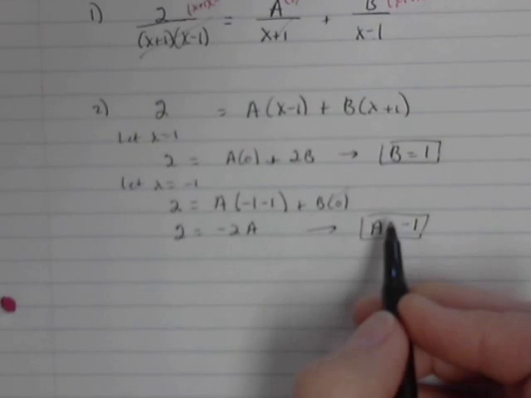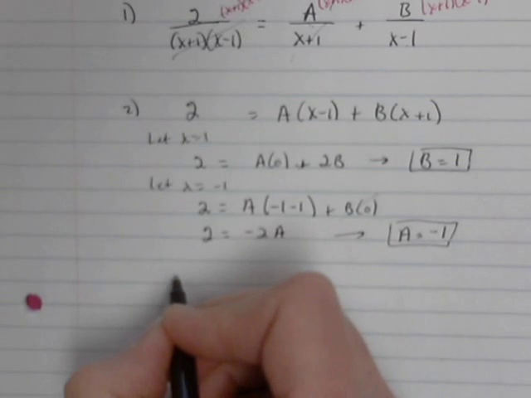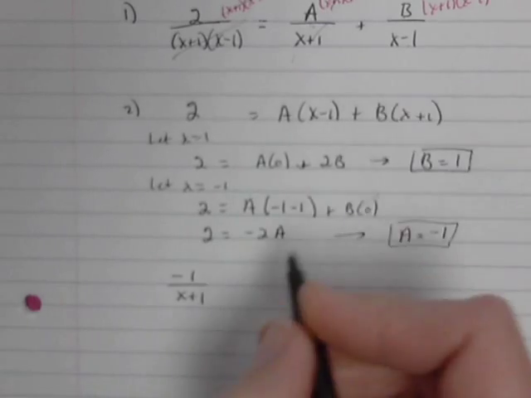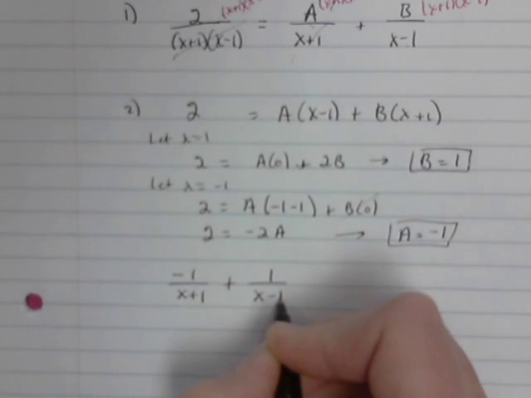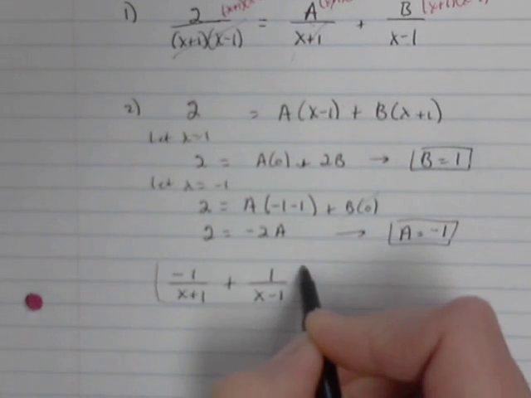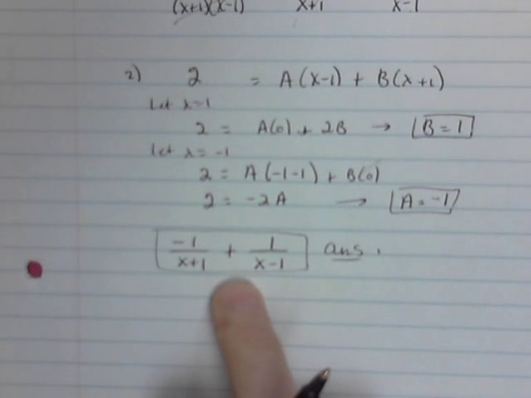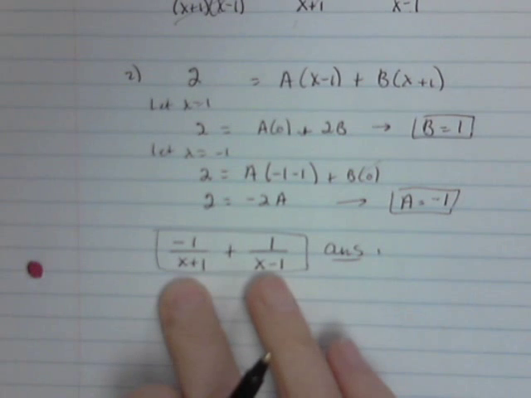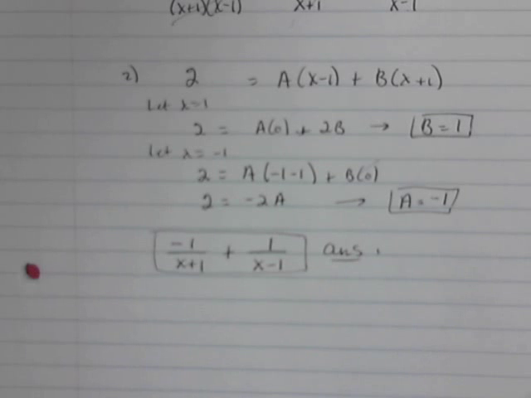So the partial fraction decomposition is putting this a over this denominator, which is negative 1 over x plus 1, and then b over this fraction, positive 1 over x minus 1. So that's the partial fraction decomposition. That's the final answer. And if you wanted to check your answer, all you'd have to do, like you did in Algebra 2, is get the LCD and simplify the fraction, and you should come up with that partial fraction decomposition.